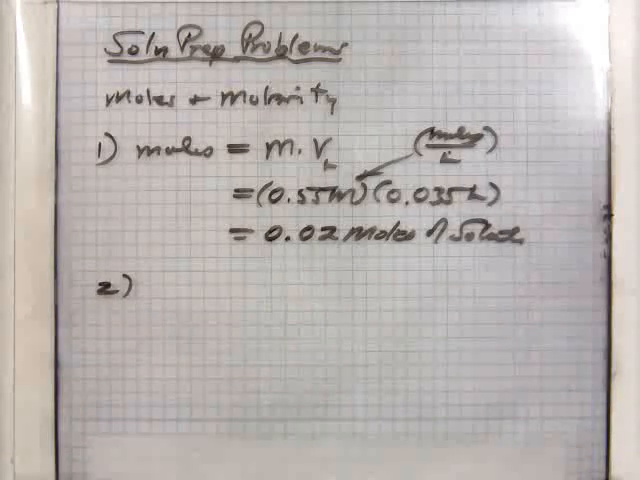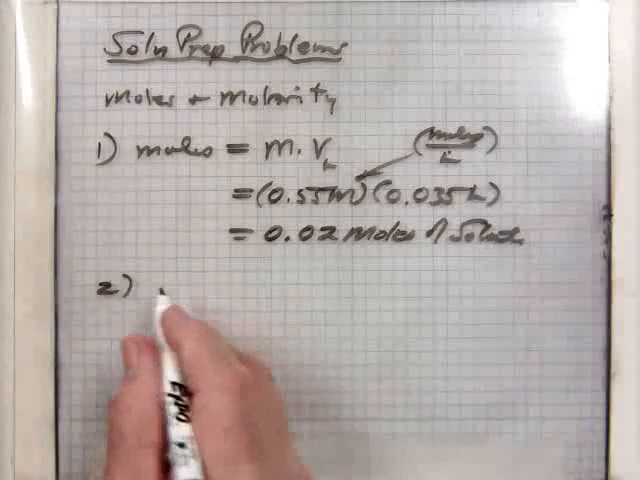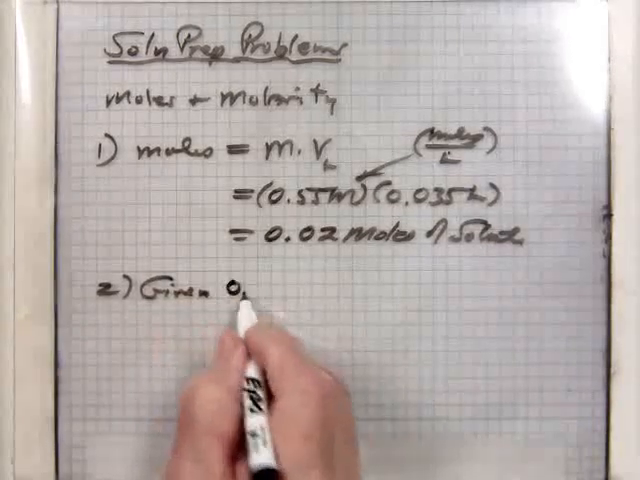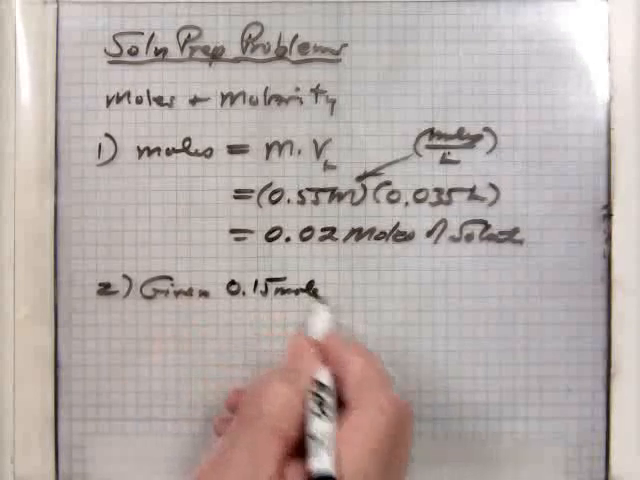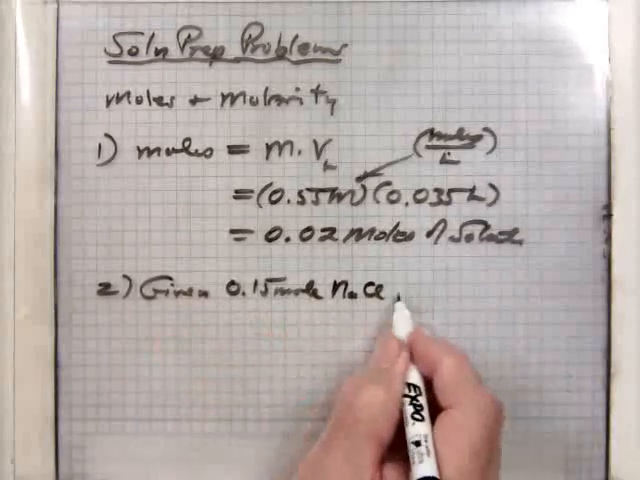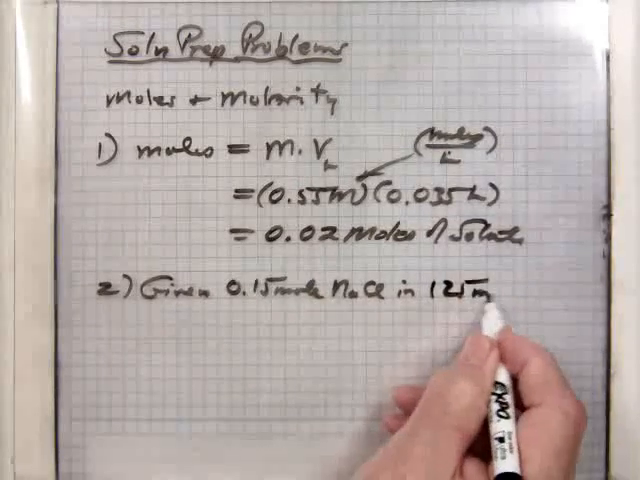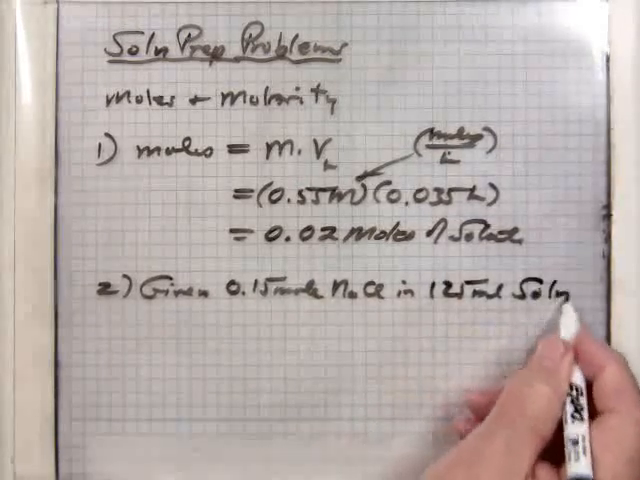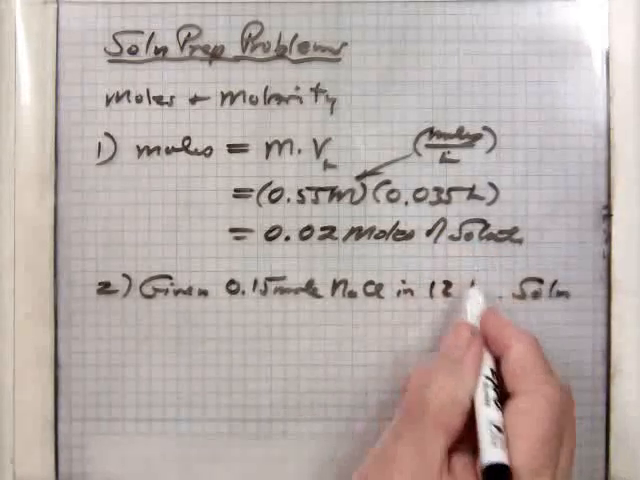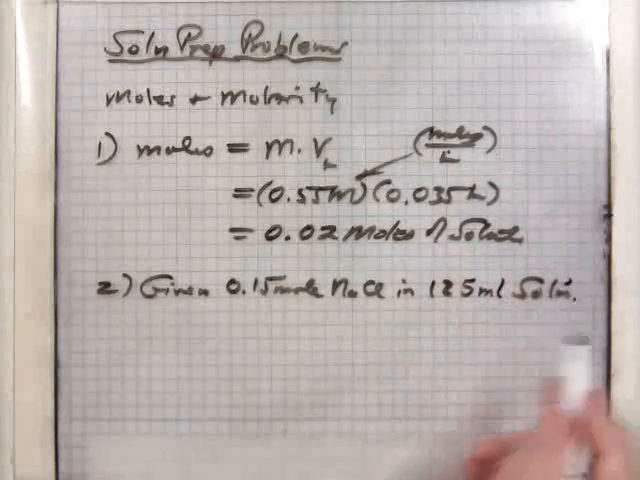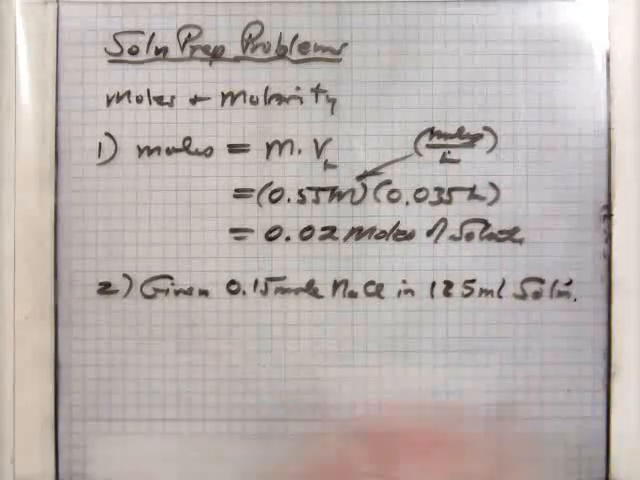Next: if 0.15 moles of sodium chloride are in 125 milliliters of aqueous solution, what is its molarity? So you're given 0.15 mole NaCl in 125 milliliters of solution. What's the molarity?